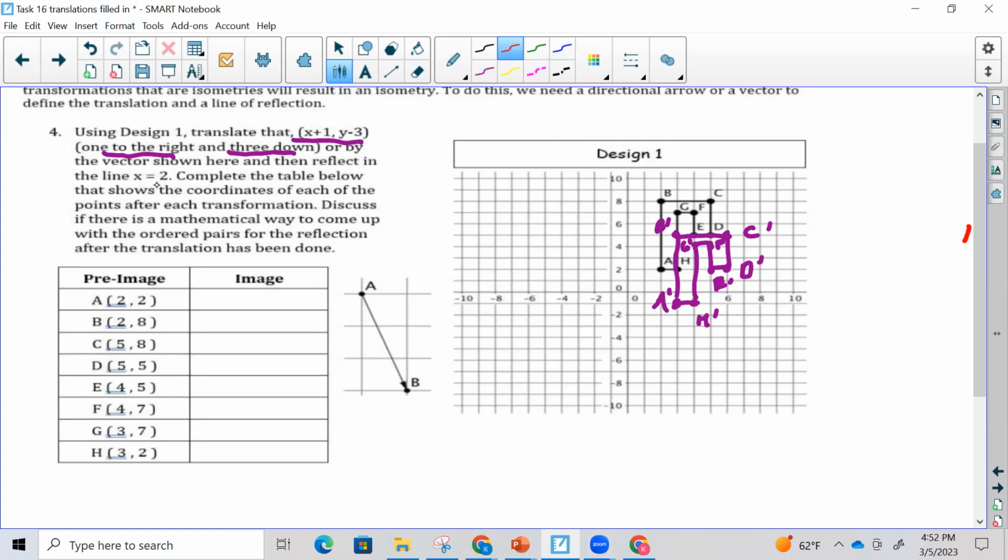So now I'm going to reflect it over the line x equals 2. Remember, x equals 2 is a vertical line that goes through the x value of 2.